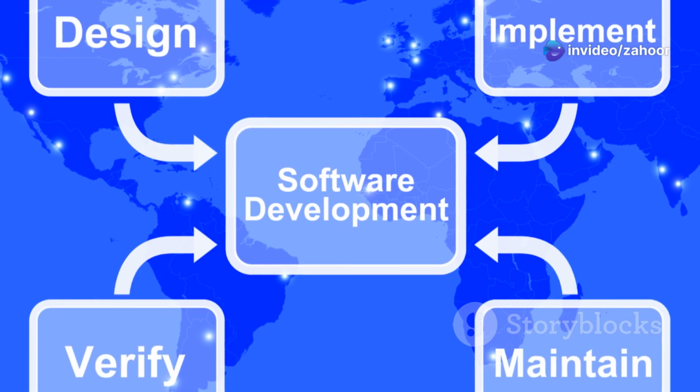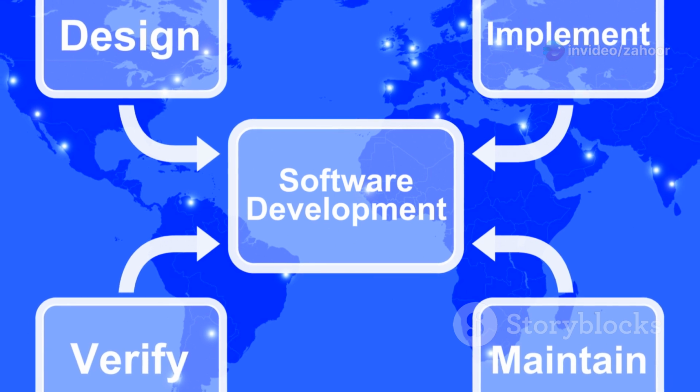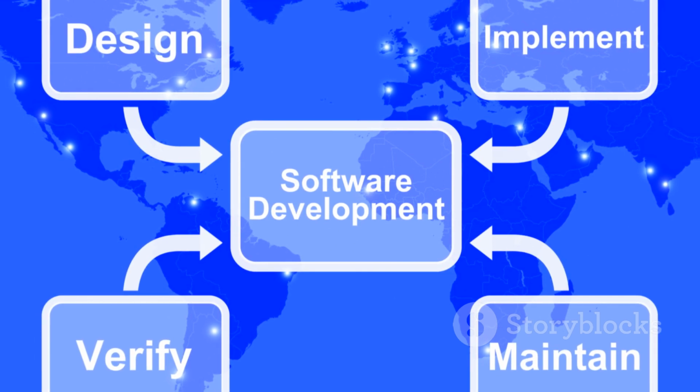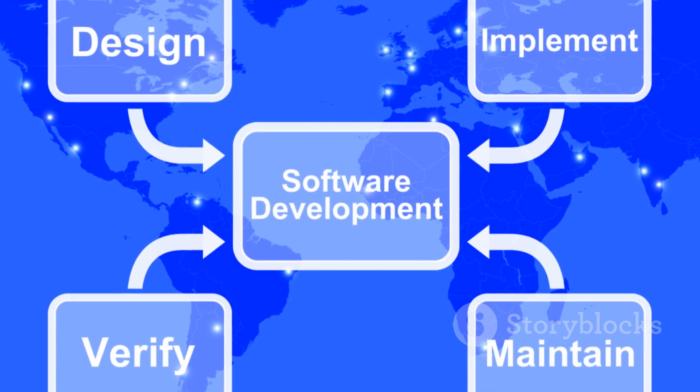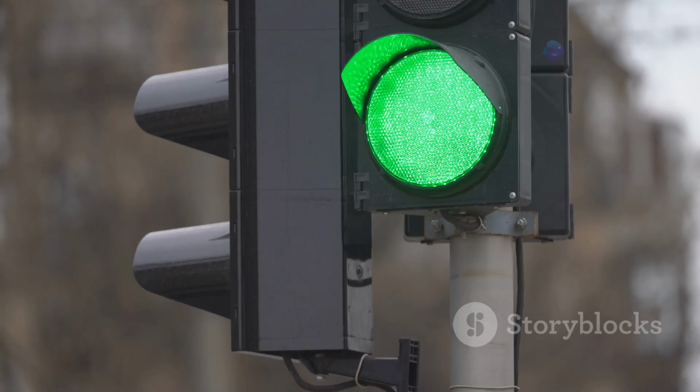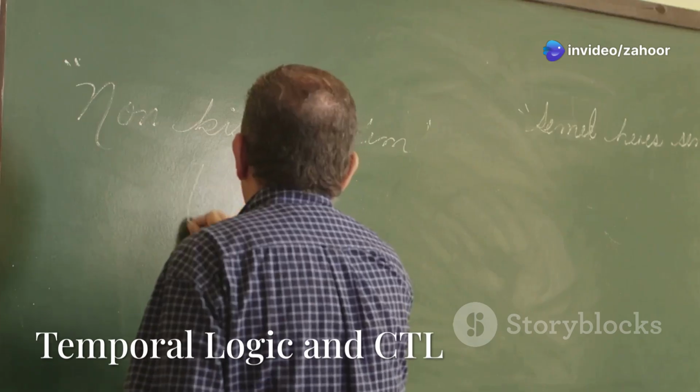A CTL model checker can automatically verify this property by exploring all possible paths in the state transition diagram. It would confirm that from any state, there is always a path that eventually leads to the green state, satisfying the specified property.